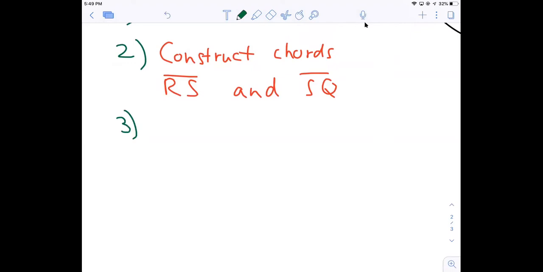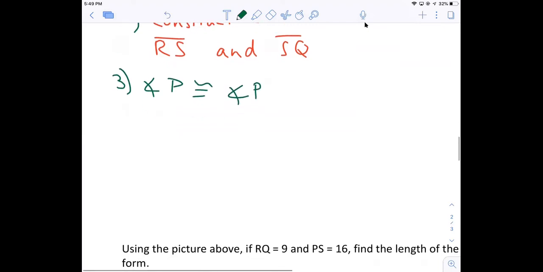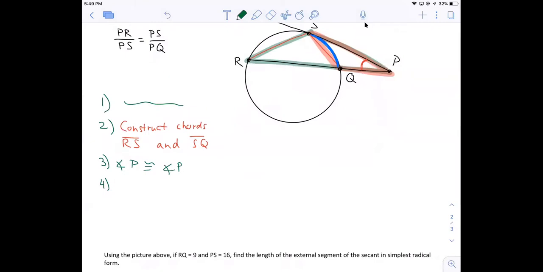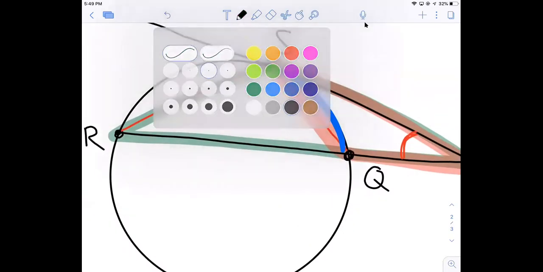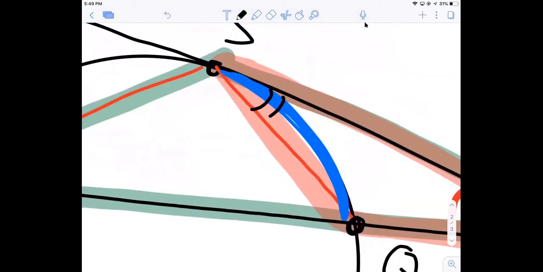Step 3, let's go with the easy one first. Angle P is congruent to angle P, reflexive property. All right, step 4, here is the good one. We need to prove another pair of angles congruent. So we can show that this angle is congruent to this angle.